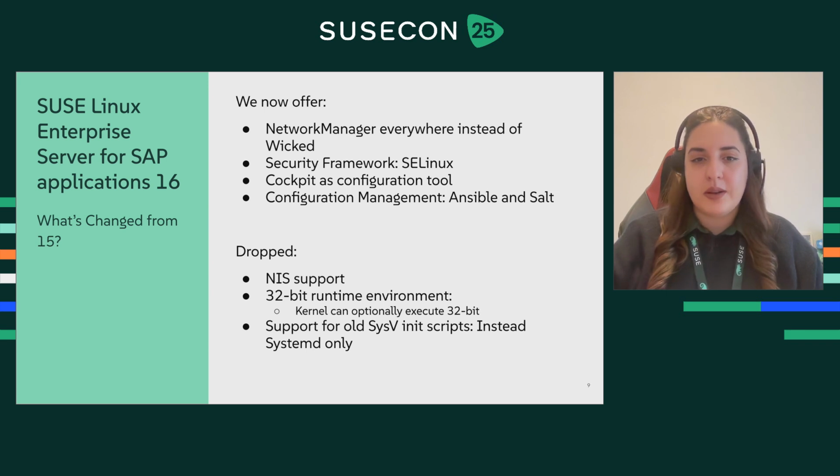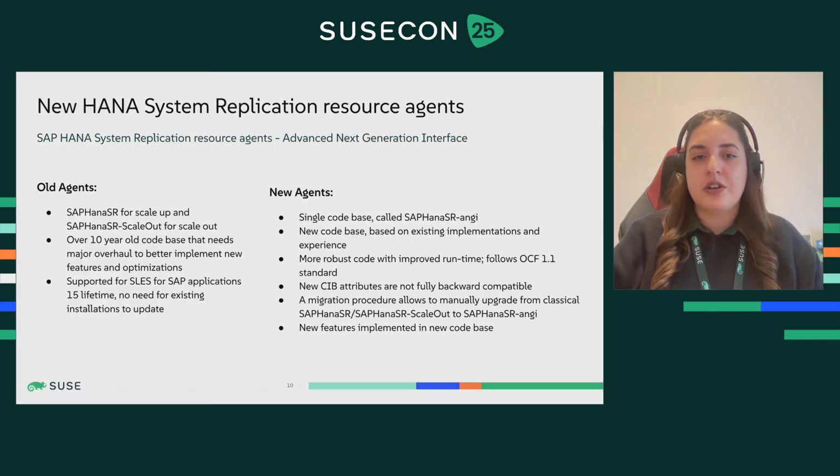We now offer NetworkManager instead of Wicked, Cockpit as a configuration tool, and configuration management using Ansible. If you're using SUSE Multi-Linux Manager, you'll be able to use Salt as well. Moving forward, we had to leave a few things behind. We're no longer providing NAS support. We dropped the 32-bit runtime environment, so no libraries are used for the 32-bit runtime anymore, but the kernel can execute 32-bit binaries. We only support systemd. So in general, we gave our focus to tools and revisited what we support, what the customers are using, what technology is relevant, and which things are not used by our customers, so we removed or replaced them.